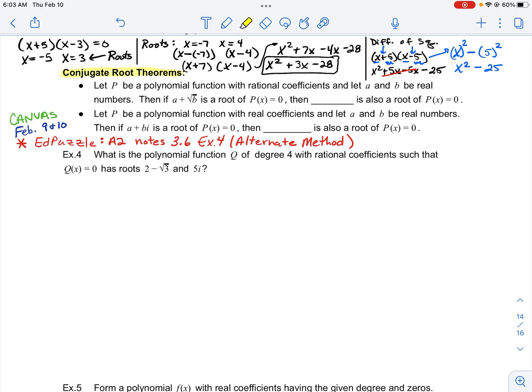Please know my goal here is not to drag this out. I want to be thorough. I want to try to give you all the tips and tricks and all the background information that you need to be successful. We're going to look at something called the conjugate root theorem.